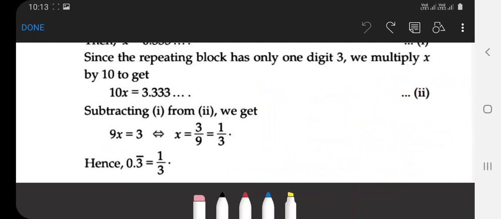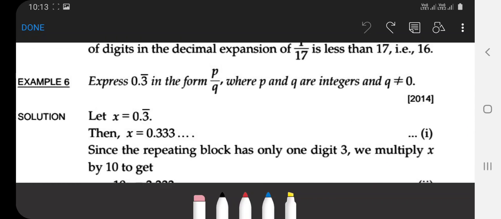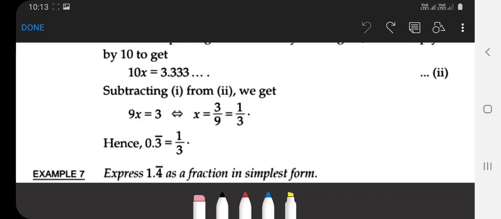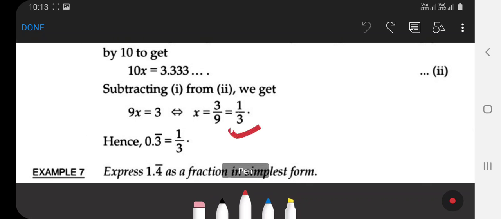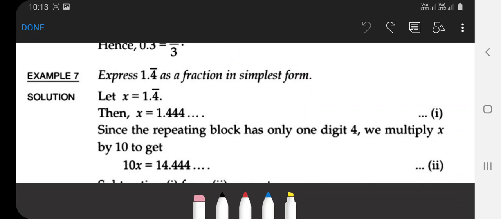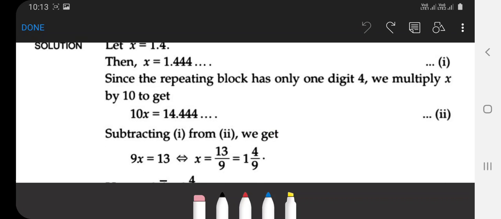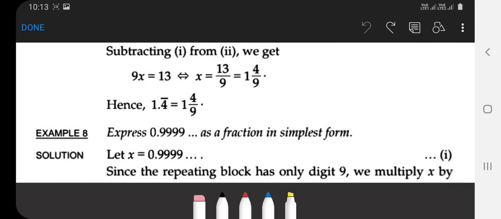So clearly the 0.3 bar we can express in the form of p by q as 1 by 3. Hence 0.3 bar recurring is equal to 1 by 3. By this method you can do all types of this question. Here 1.4 bar, similarly, bar on a single digit, then multiply with 10, again subtract equation 1 from 2 and you get the result.